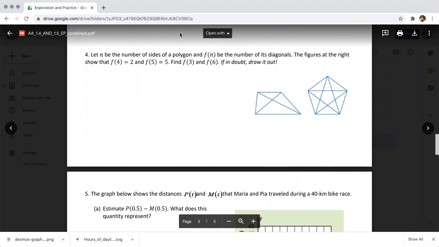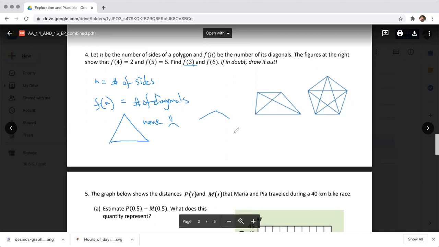So again, it's really, really important to find inputs and outputs. So n is the input, and that's the number of sides. And f of n is the output, and that is giving us the number of diagonals. So if I want to find f of 3, I need to draw a triangle because that has 3 sides. 1, 2, 3. How many diagonals does it have? None. Right? Because I can't draw a diagonal in between these. There just are none.